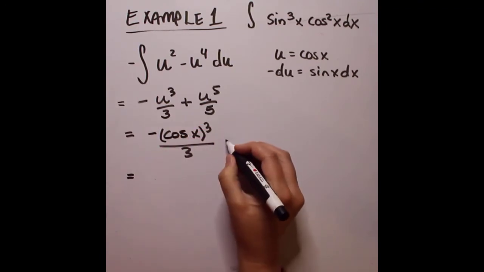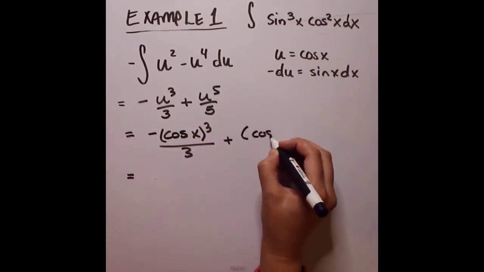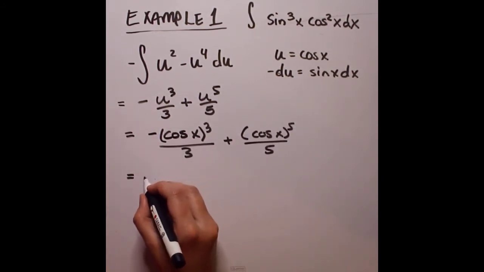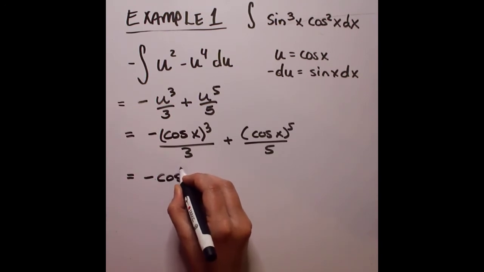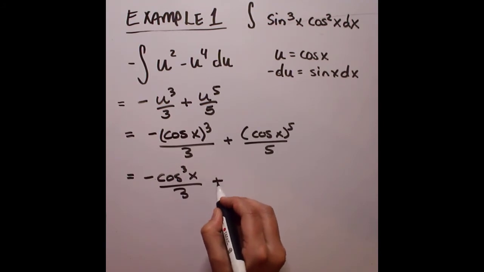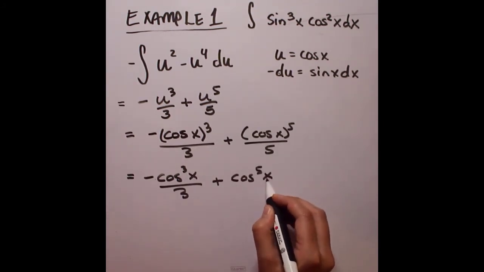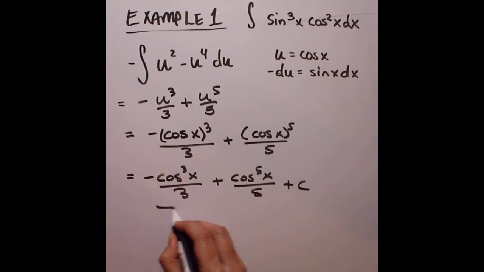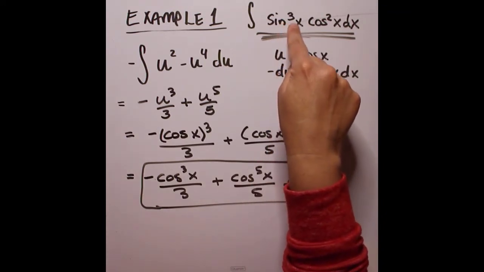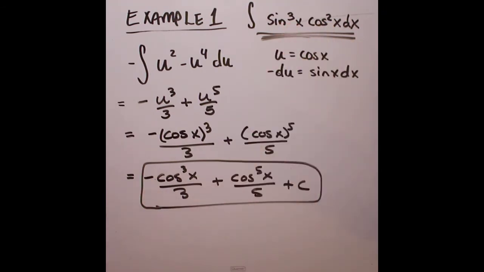You could skip this part in the future. Plus cosine x to the 5th over 5. So this is the part that you can just jump to if you see it. This is cosine cubed of x, or cosine x cubed, over 3, plus cosine x to the 5th over 5 plus c. Final answer. And this was what our integral looked like originally. So that's an example where the power on sine is odd, and there's a mixture of sine and cosine here. So we'll do another example in just a moment.